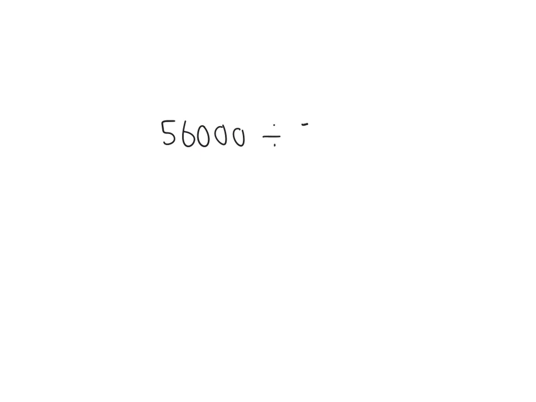56,000 divided by 700. Again, I'm going to pretend that the zeros aren't there, so I'm doing 56 divided by 7, which would be 8. And then I'm just going to cross out a 0 here, a 0 here, a 0 here, a 0 here. And then this is left, and it goes on my answer. So 56,000 divided by 700 is 80.